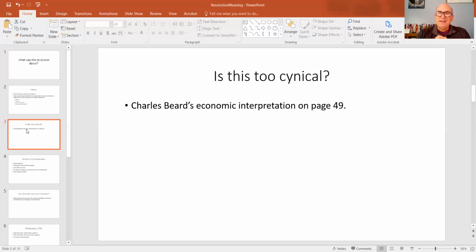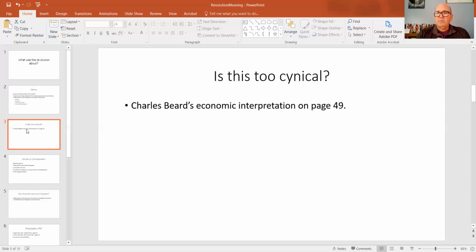But Charles Beard, an economic historian, on page 49, comes up with the conclusion that the whole purpose of the revolution, and also the creation of the U.S. Constitution, was for those who have economic power. The goals of the activities are to make sure that their economic wealth is protected. That's the basis of it. Is that too cynical? That's for each one of you to consider from an individual perspective. But read about that on page 49.